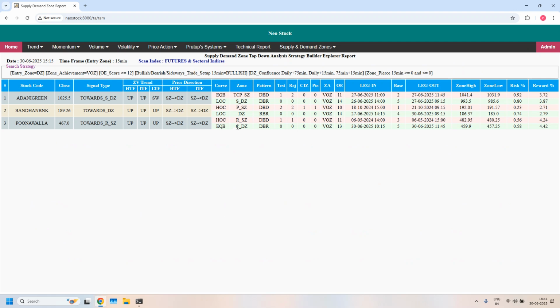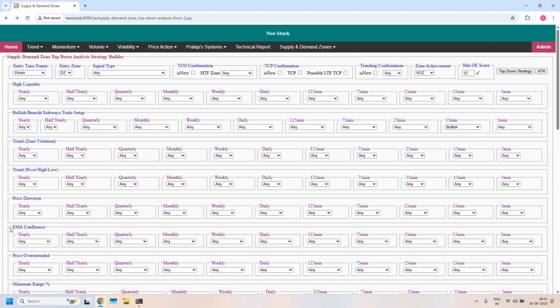In all the 3 stocks, these 15 minutes demand zones are overlapped with the 75 minutes demand zone, and both together again overlapped with the daily demand zone. And daily trend is up in all the 3 stocks, so we can further filter if any of these stocks' daily demand zones have daily EMA confluence. Let's verify.